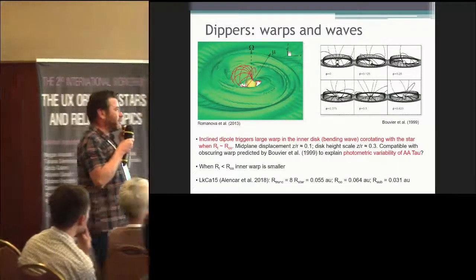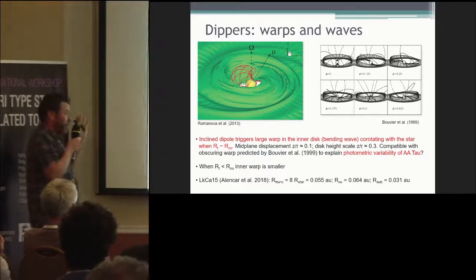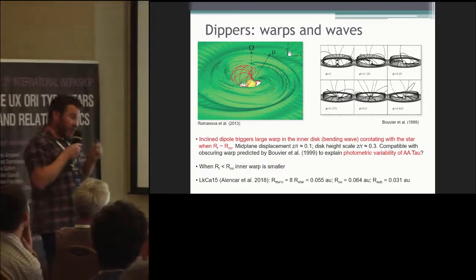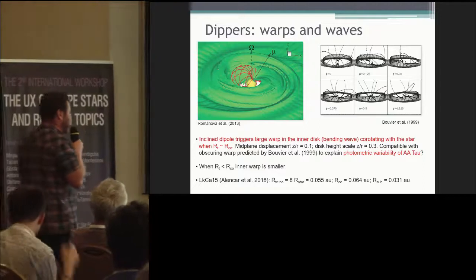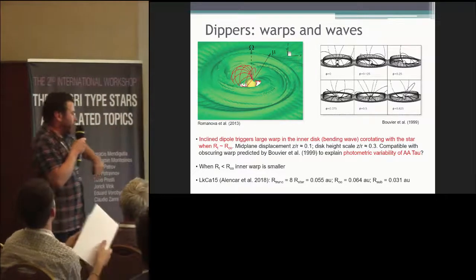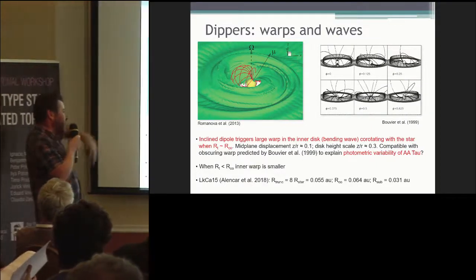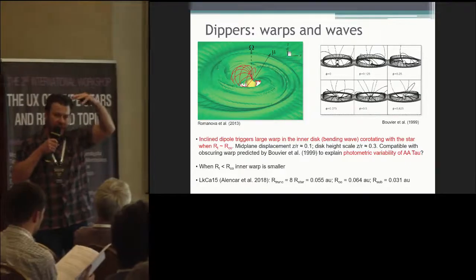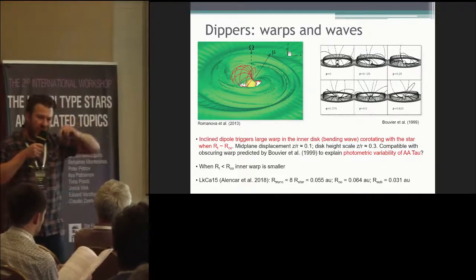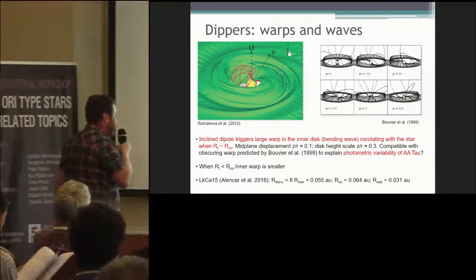Last type of variability that's being considered in the simulations, something related to the dippers. Once again, Marina Romanova did a very, very interesting and complicated paper. She showed that the inclined dipole triggers these large warps. It's essentially a bending wave, a body wave, displacing the midplane of the disk out of the midplane of the system.